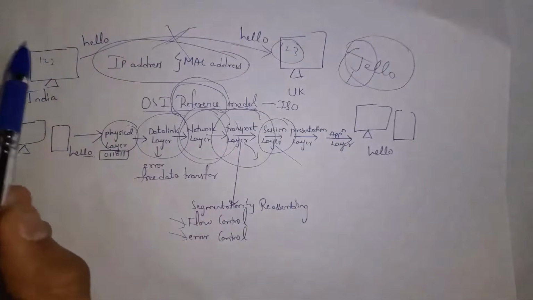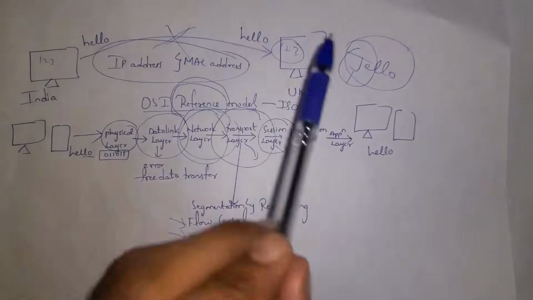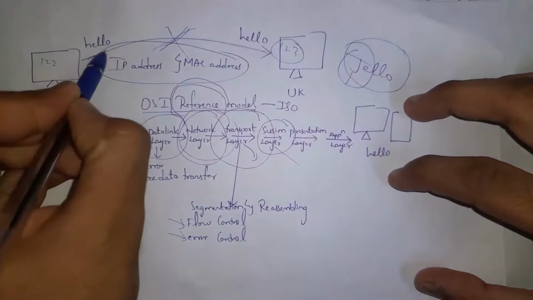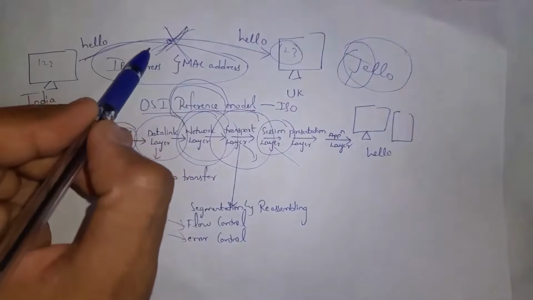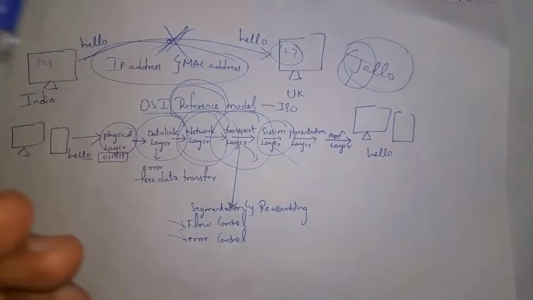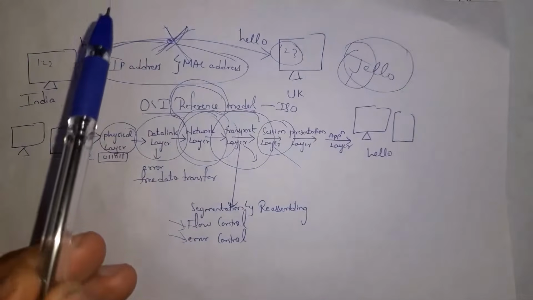For example, this computer is sending data to this computer. While sending, data has reached till here, and here there is a connection failure. The session layer can resume data when there is a data failure.